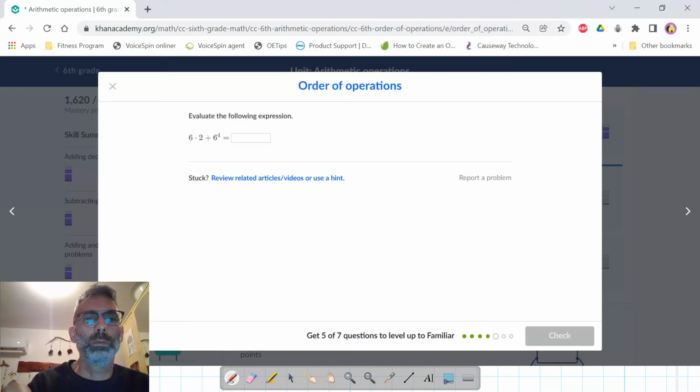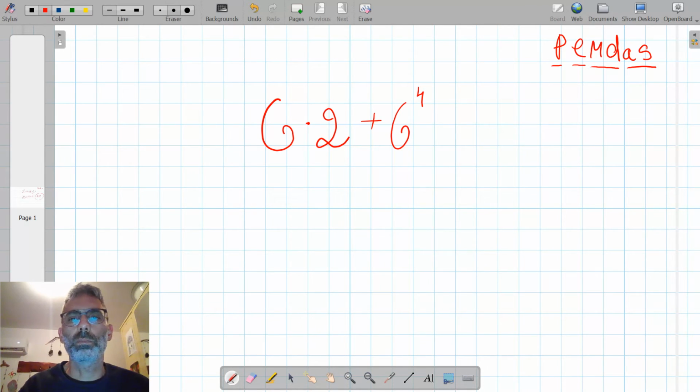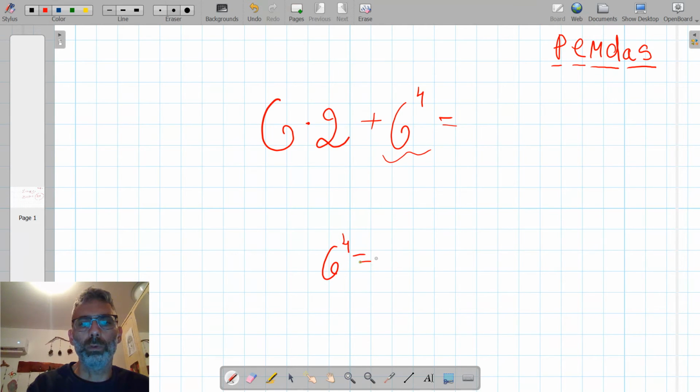6 times 2 plus 6 to the 4th power. PEMDAS. Parentheses, exponents, multiplication and division, addition and subtraction. So first I evaluate 6 to the power of 4. 6 to the power of 4 is 6 times 6 times 6 times 6.